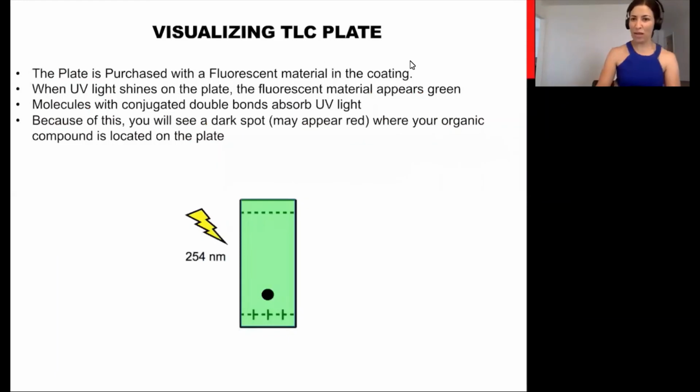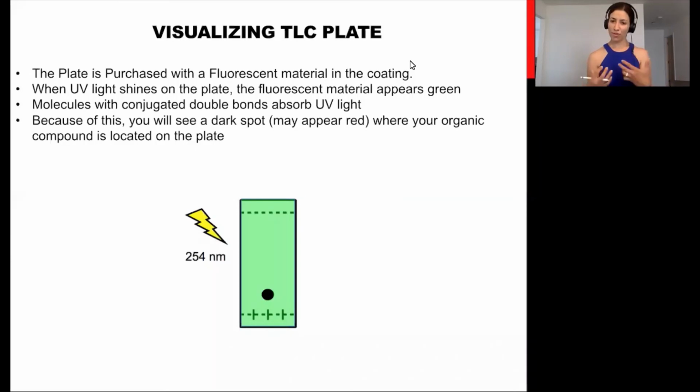Okay, so last little tidbits and logistics. How are we going to visualize these plates? I've drawn pretty colored dots, red and blue and yellow. What if all of our compounds are colorless? How do we see them travel along the plate? What we do to facilitate this, because most molecules we care about do not in fact have color, is we buy a plate with a fluorescent coating.